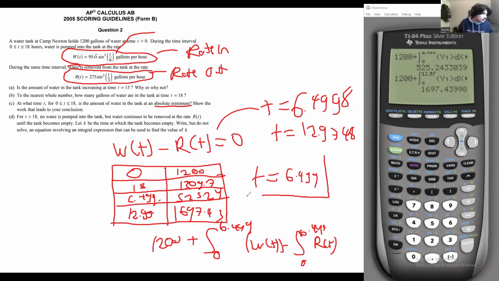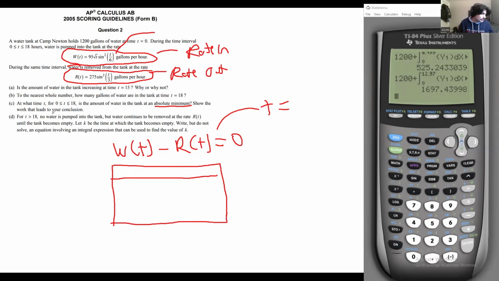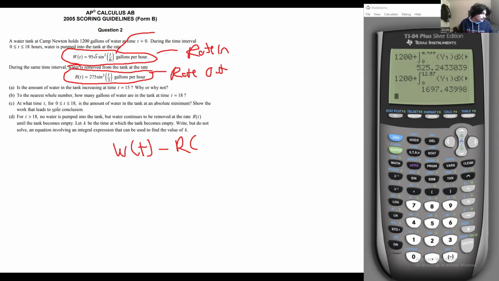And guys, this chart will be enough for your work, since the question says to show the work that leads to your conclusion. You can just show this chart. This will be enough to show your work. So now let's jump to question D.